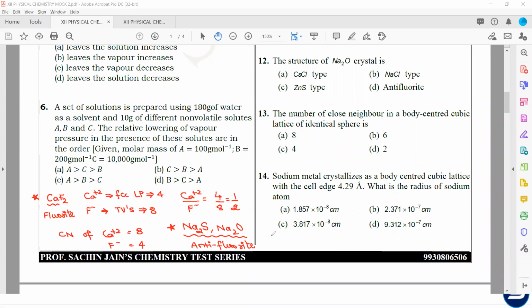So in this case, the oxide or the sulfide would occupy the FCC lattice points and the sodium cation or any of the alkali metal cations would occupy the TVs. So this will be 4, this will be 8. If we take the ratio of Na plus and oxide, it will be 8:4, which is 2:1. That's why the formula is Na2O. Understood?